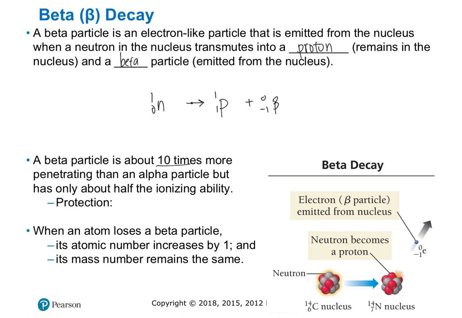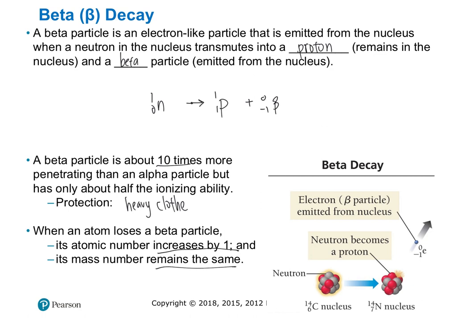This penetrates more because it has a lower mass, so it can penetrate into light cloth, but you can be protected if you wear heavy cloth. So it can still get further into materials. And so when we lose a beta particle, our atomic number goes up by 1, but the mass number stays the same.